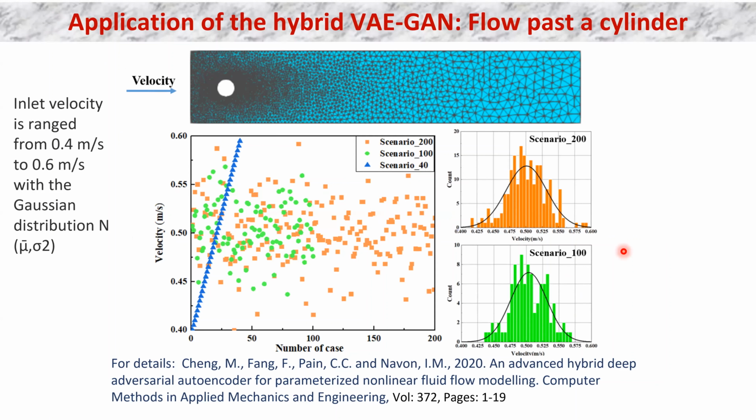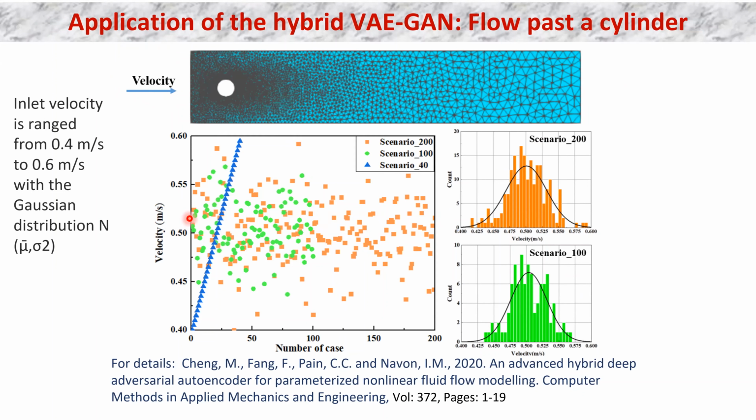And this example is flow past the cylinder. The inflow comes from the left side, passes the cylinder, and goes through the right side. And now we want to train this. The original training data is generated by our physical model.